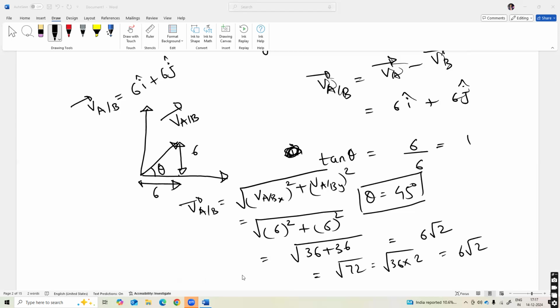So till now, do you have any problem in understanding relative velocity, or do you want me to repeat anything? Do you have any question? Please write yes or no in the chat box so I will understand. Okay, fine. Then I will move ahead.